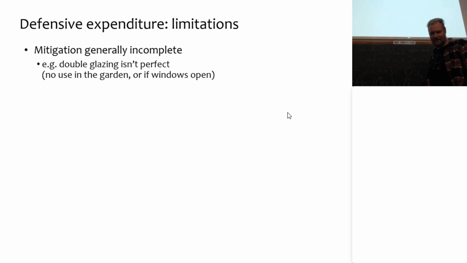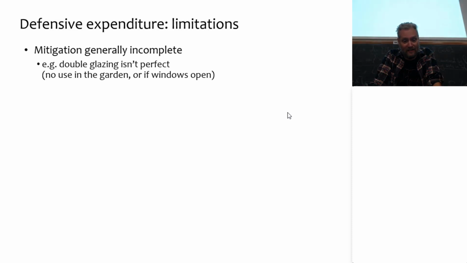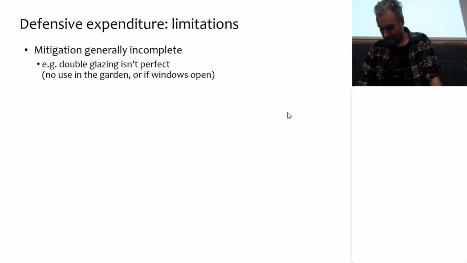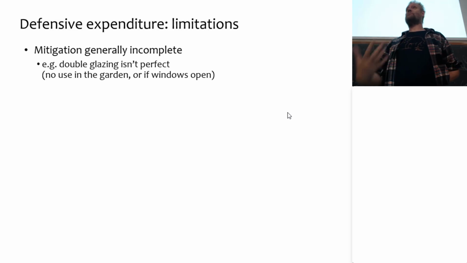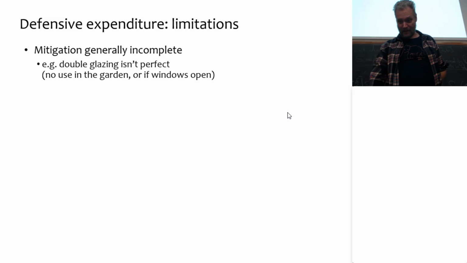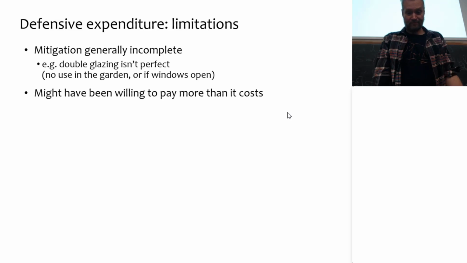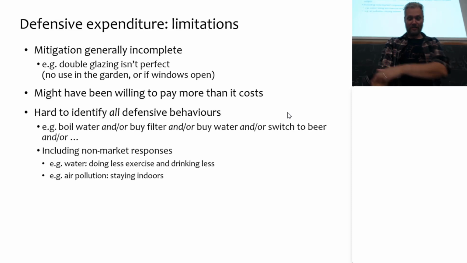The other limitations, one is that the mitigation is typically incomplete. For instance, double glazing stops some of the noise but not all of the noise, and it helps in your house but not in your garden. It is an underestimate, right? What you get is the minimum willingness to pay for these things, but not anything about the consumer surplus, so you need to estimate the demand function.